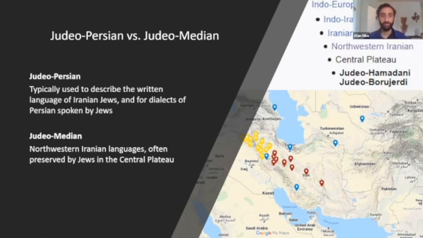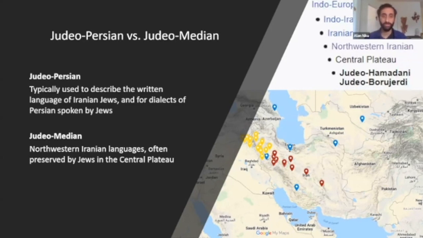Judeo-Persian is used to describe two different things. It's typically used to describe the written language of Iranian Jews. So Iranian Jews have been writing in a dialect of Persian. Typically, it's basically classical Persian. They've been writing in a version of that using Hebrew letters, but the Persian language, for over 1,000 years. And so Judeo-Persian is usually used to describe this written language, not necessarily a spoken language.